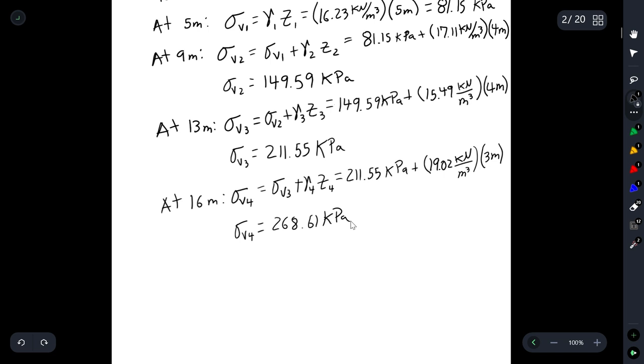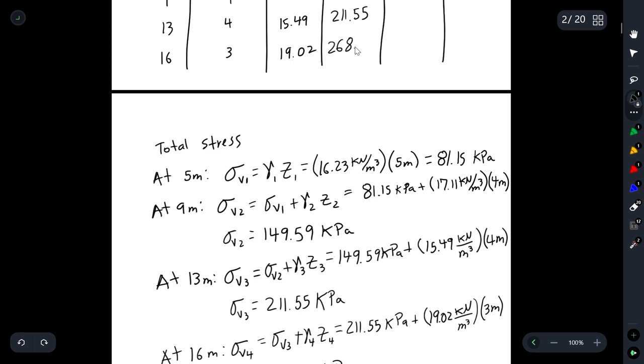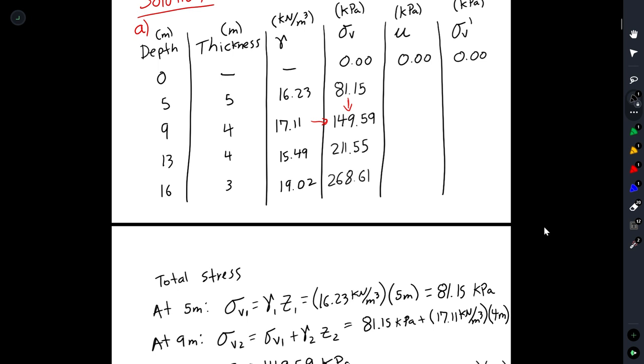So 268.61. So we have the first column. Now, please note that I always took the total stress at the bottom of the previous layer and I multiplied the unit weight of the layer we're working on times the thickness of the layer.